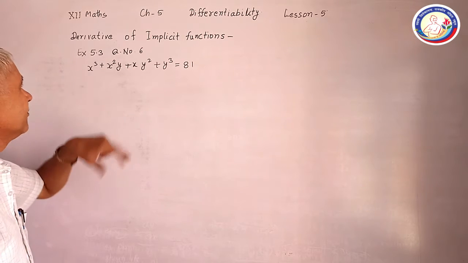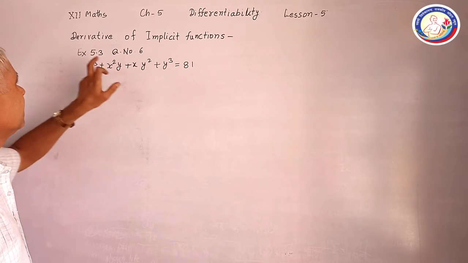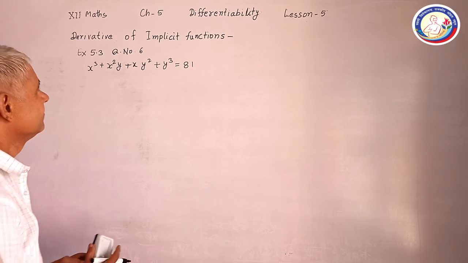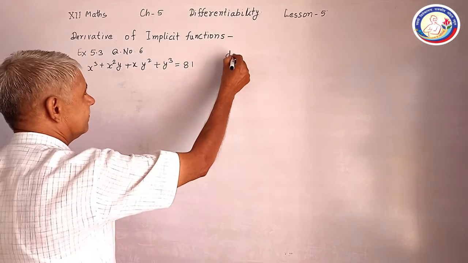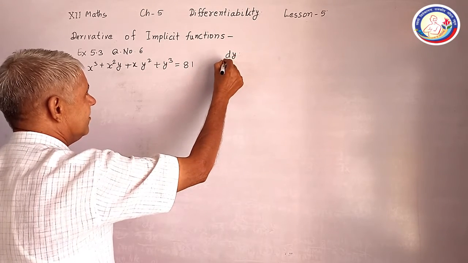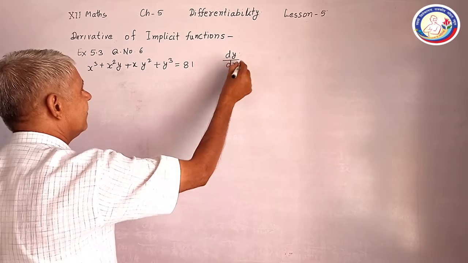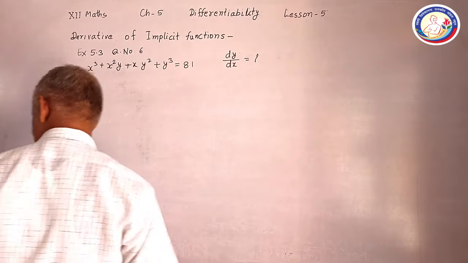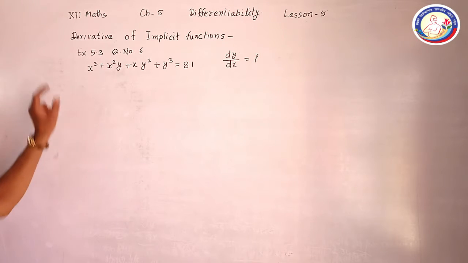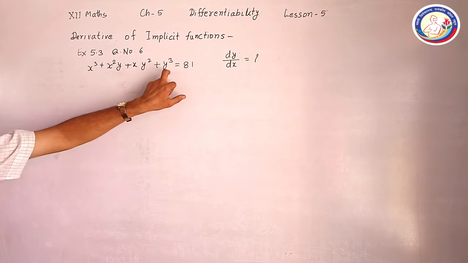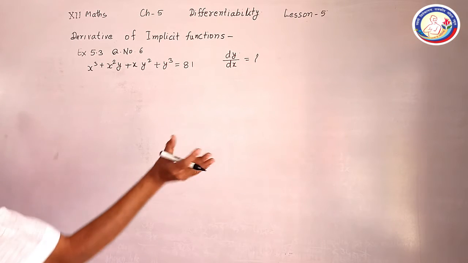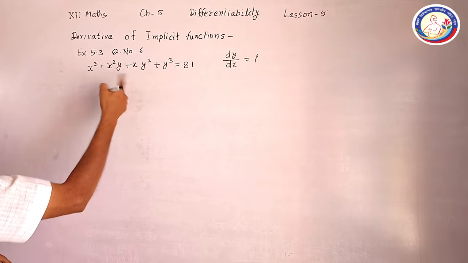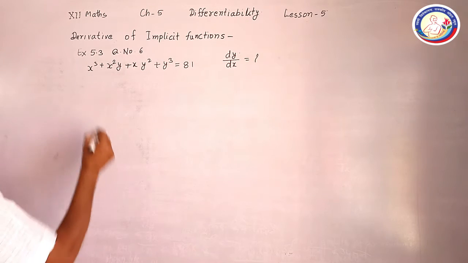Now take another example, question number 6 of exercise 5.3. Find derivative of function y with respect to x from this. How will we find it? Let us see. This is implicit function. X and y are mixed. Now differentiating all terms with respect to x.